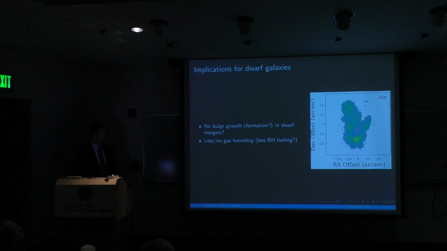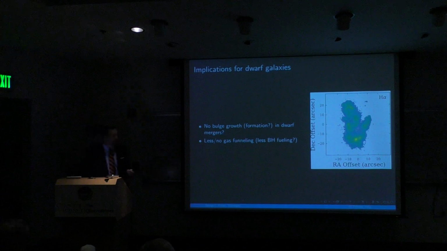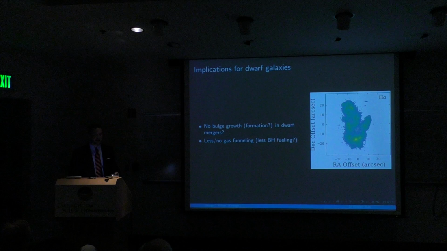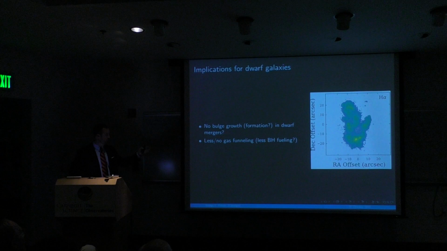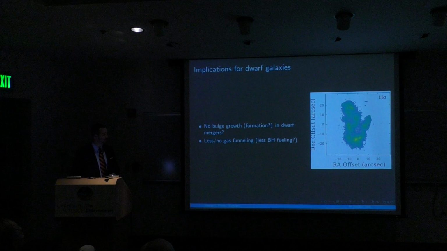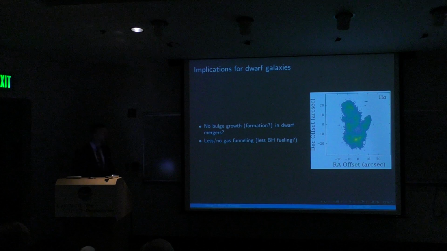That lack of funneling potentially has impact on the future evolution of the system. You may not have significant bulge growth in a galaxy like that if you're not funneling gas to the center. You're just building up stellar mass in whatever pseudo-disk it can form. That has impact for the bulge, but also there's potentially less black hole fueling that will happen because, again, you're not funneling as much gas to the center. That's, of course, predicated on whether there is a black hole in the galaxy at all. But if there is one, it's certainly going hungry, I guess.